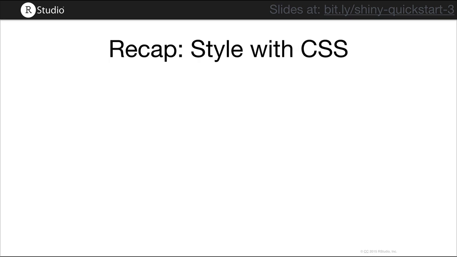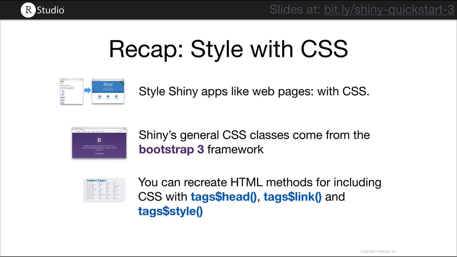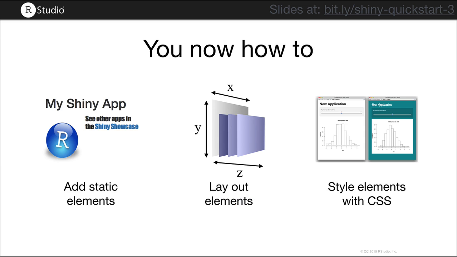So let's just wrap up. I know we're almost done with time here. Basically, you could add CSS the same way you do it with HTML, but use your Shiny functions to do it. And if you want to look up Shiny's native CSS, look at Bootstrap 3. So now you know how to add static elements to your apps, how to lay out the elements, and how to style the elements once they're there in your apps.